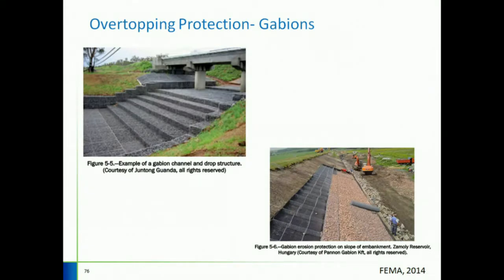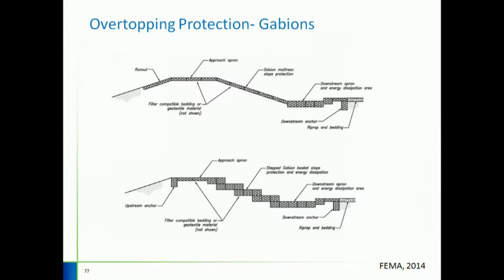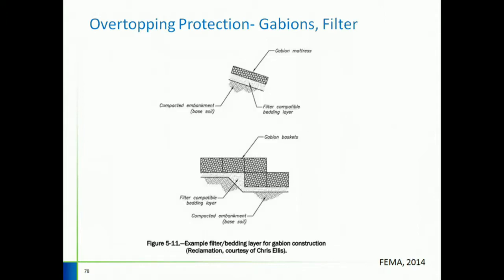Here's a basket case. You can see the baskets are placed, the stones are placed on top, and the mesh is laid on top. This is a flat face type application. Here's a step down application, and they both have the anchor down here, downstream anchor. You also need to place a bedding layer underneath for both cases.